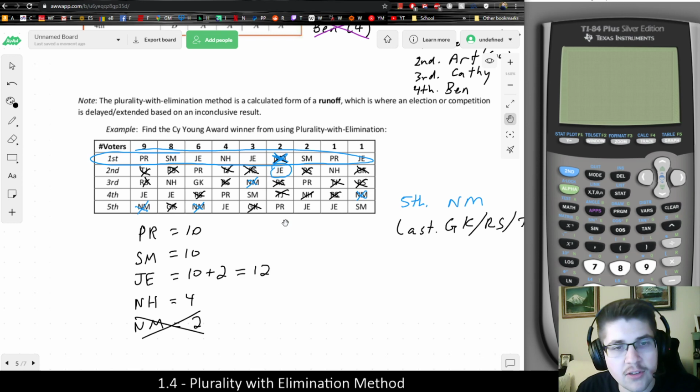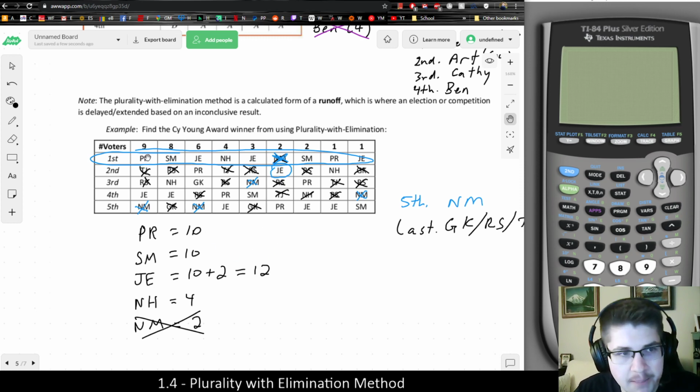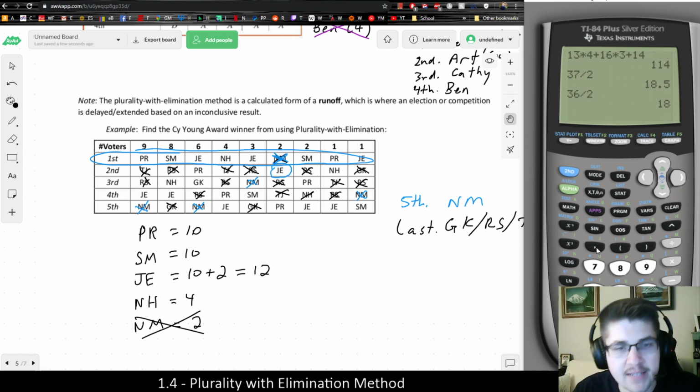So now Joe Everyman would be in the lead with 12 votes for Cy Young, whereas PR and SM have 10 and NH has 4. But I can now see who's the weak link next. And remember, I need to keep eliminating until someone has a majority. In this case, there are 36 total votes. So a majority of 36 is going to be the same as the last question, 19. Because remember, 36 is an even number, so if we take 50% of that, it's exactly 18. But a majority is never exactly half, it's always more. So 19 is going to be our majority, exactly the same as the last question.